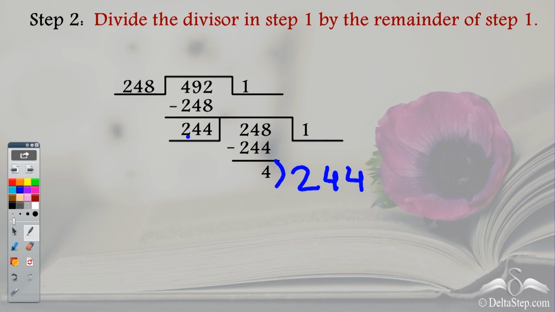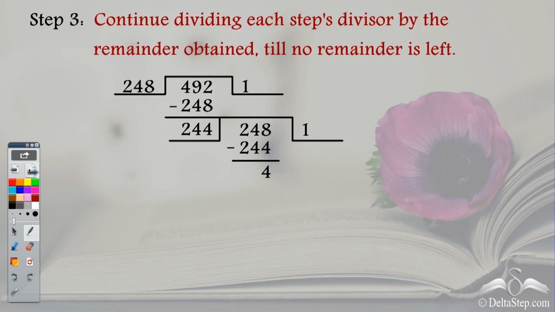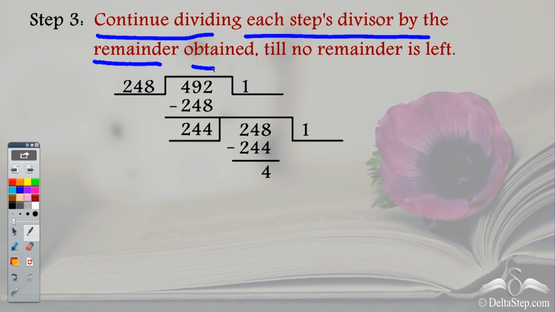And what is it divided by? It is divided by the remainder. So continue dividing each step's divisor by the remainder obtained till no remainder is left. In each step, the remainder which is left divides the divisor, not the dividend, because the dividend has already been divided. So now this remainder will divide the divisor. So 4 will now divide 244.